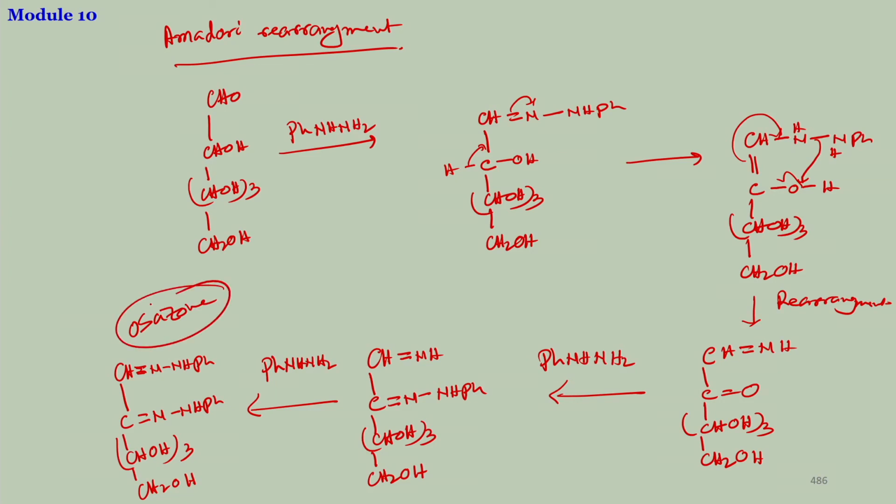osazone formation. Some of this chemistry has been used for, in the next one I will show you, the epimerization. If you want to change the stereochemistry of the anomeric carbon, this is one of the ways to do it. Even from aldose to ketose conversion, you can also do using this kind of chemistry. Thank you.